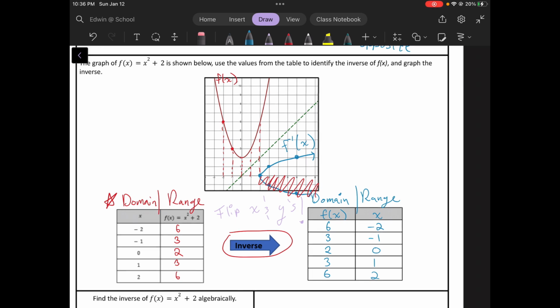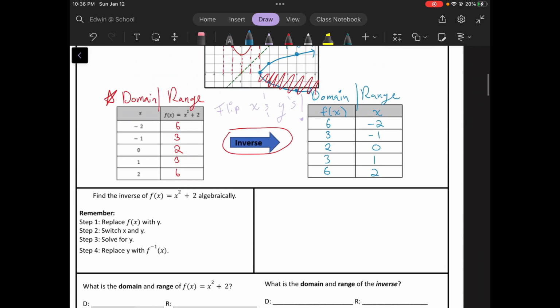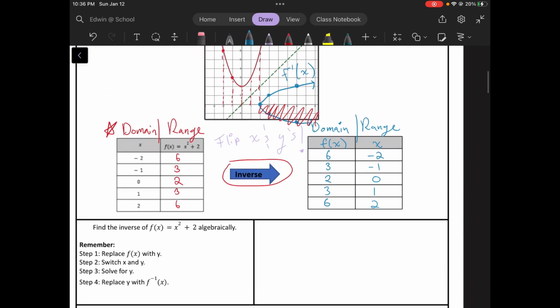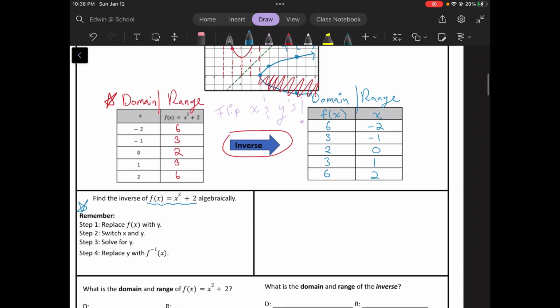Now this process is very easy to do if we have a graph like this, but what if we didn't have a graph? What if all we had was the function like this? How would we do it? How would we figure out how to do it? Is there a method or something? And the method would be what's right here, right in front of us. So we just have to follow these steps and trust in our algebra to solve for the inverse algebraically.